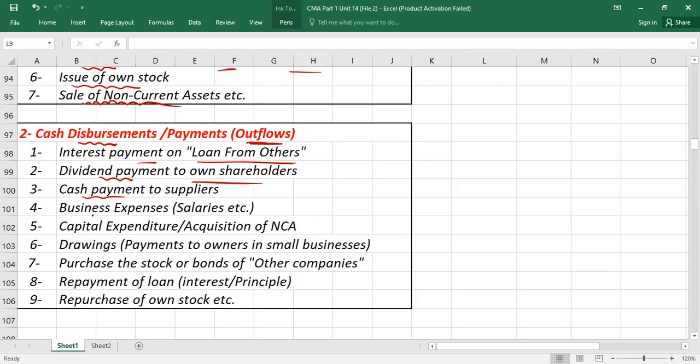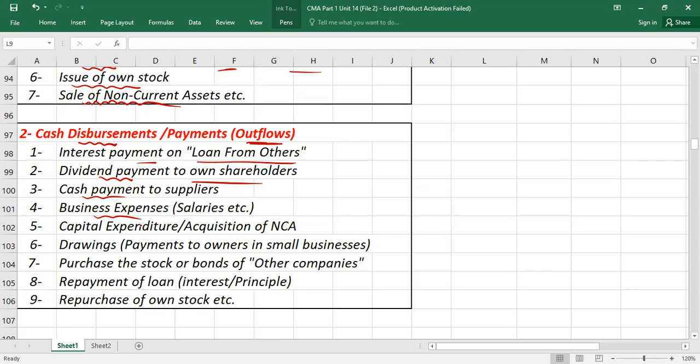Then maybe you also need to pay for certain business expenses, like maybe you have to pay rent expense, salaries expense, insurance expense. So all these are called your business expenses, and these are your outflow. But in your exam question, they may give you depreciation also, depreciation expense. Please note depreciation is a non-cash item. So there would be no inflow or outflow against this depreciation.